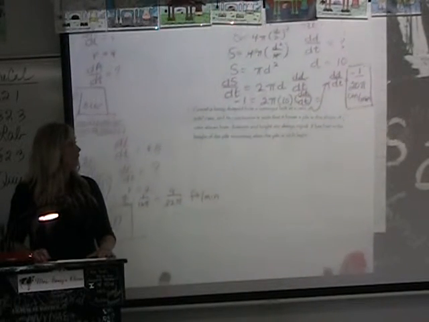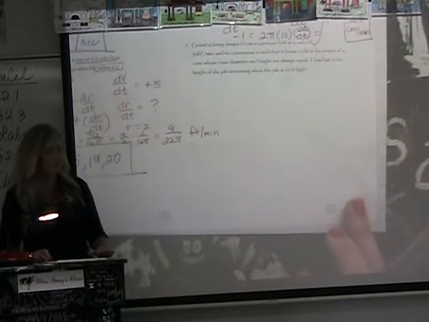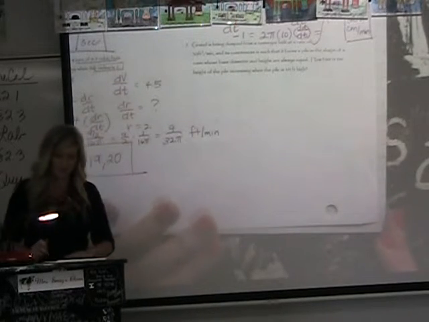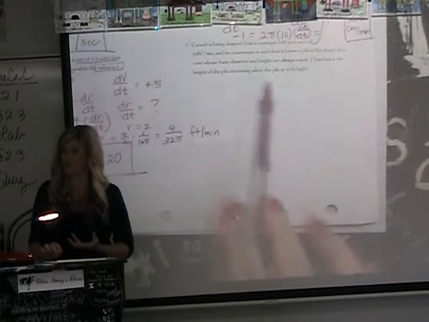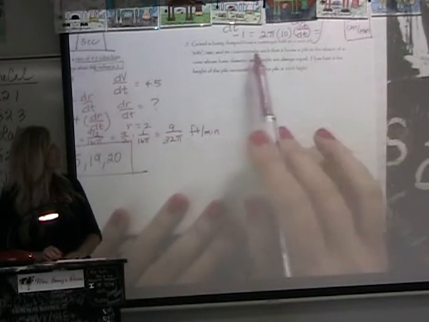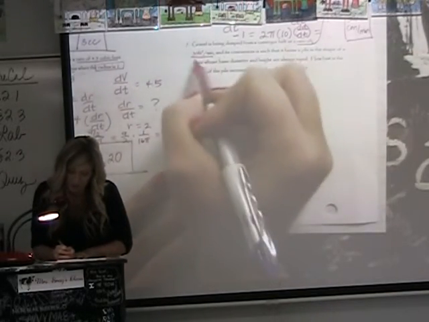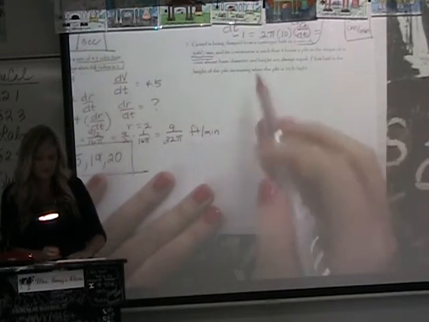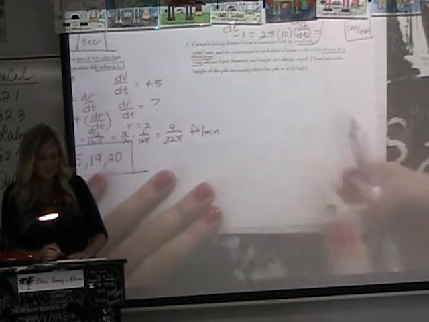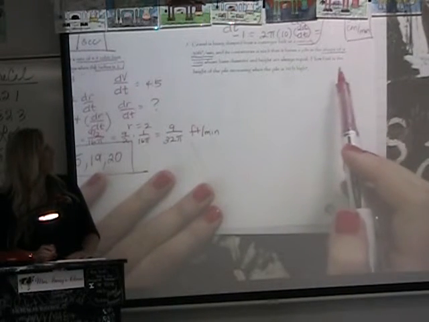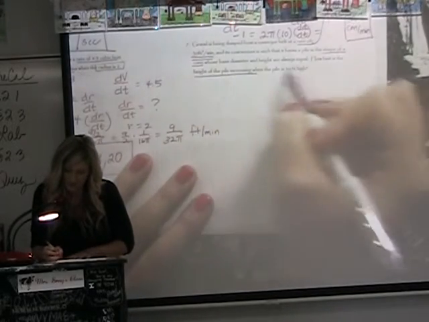All right, moving on to number 7. It says gravel is being dumped from a conveyor belt at a rate of 30 feet cubed per minute. Now remember, this is the example I started with yesterday and said by the end of this lesson, you'll be able to answer this question. Gravel is being dumped from a conveyor belt at a rate of 30 feet cubed per minute, and its coarseness is such that it forms a pile in the shape of a cone, whose base diameter and height are always equal. How fast is the height of the pile increasing while the pile is 10 feet high?